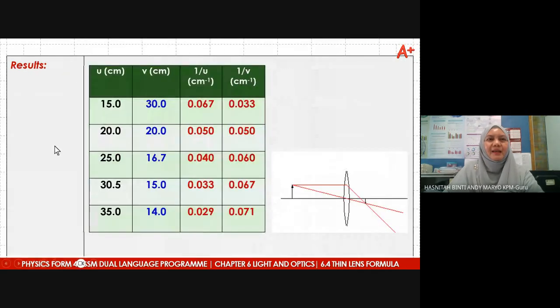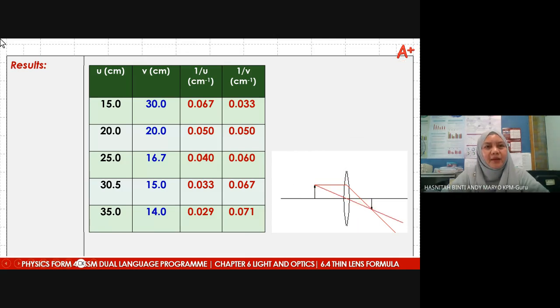This is an example of the result you might get from this experiment. If you go to your workbook, page 137, the experiment is there. Workbook, page 137, experiment 6.3, on pages 137 until 139. Later we will check this in school next week.